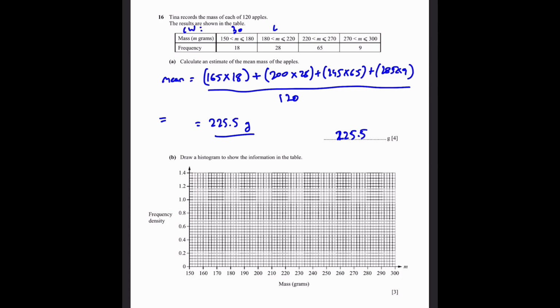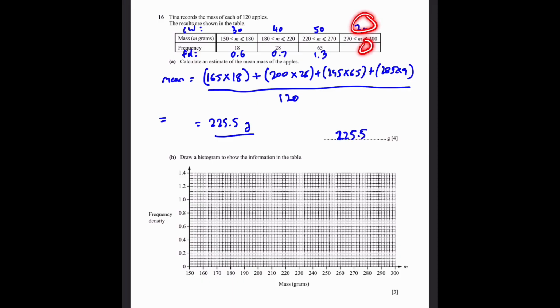Then 220 minus 180 is 40. 270 minus 220 is 50. And 300 minus 270 is once again 30. And the frequency density, otherwise FD, is the frequency F divided by the class width, which I've written as CW. So for the first one, for example, we have 18 divided by 30, which makes 0.6 as a frequency density. Then 28 divided by 40, that makes 0.7. 65 divided by 50 is 1.3.